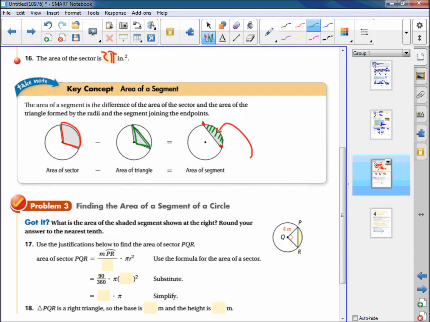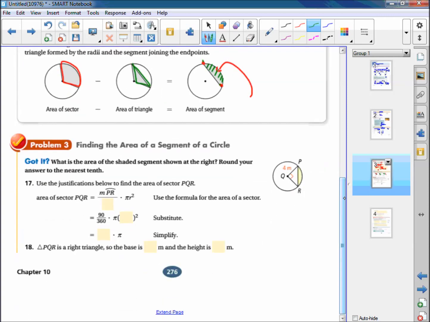All right, so problem 3, finding the area of a segment of a circle. We want to find the area of that yellow piece out over here. What is the area of the shaded segment shown to the right? Round your answer to the nearest tenth. Use the justifications below to find the area of sector PQR. So the area of the sector, that means the whole thing.